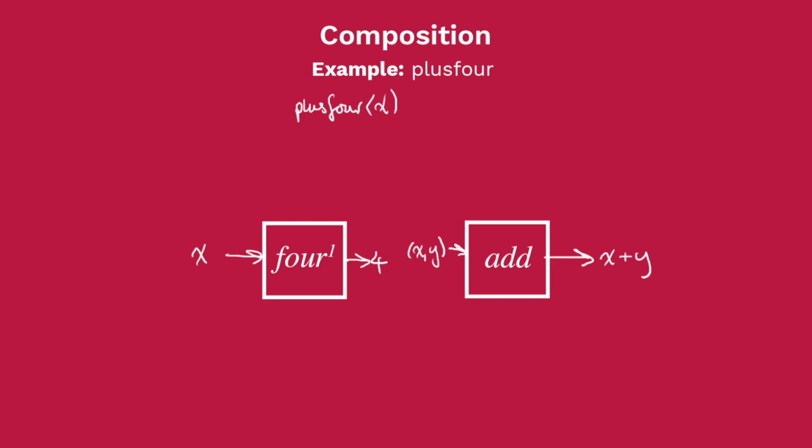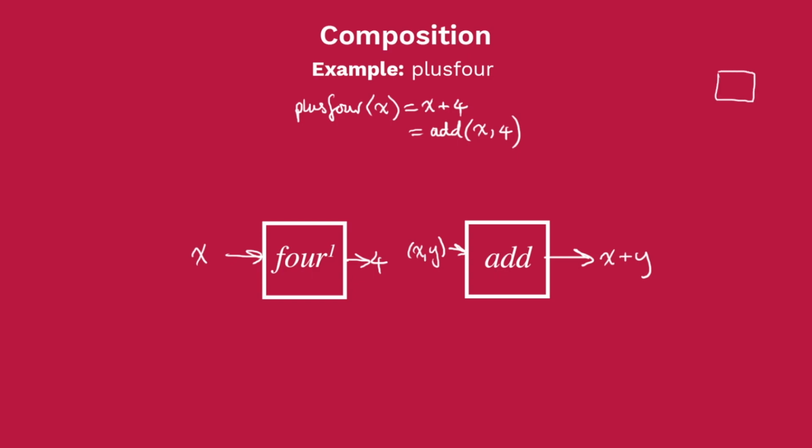Okay, and we're trying to implement the function +4 of x, and that's going to be x plus 4. So clearly we can do something like +4 of x is equal to add of x and 4. Now, it looks like add is going to end up being our f function here. So let's draw out the composition diagram and see what this looks like.